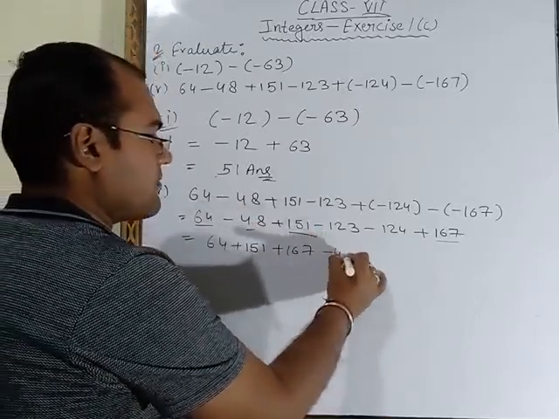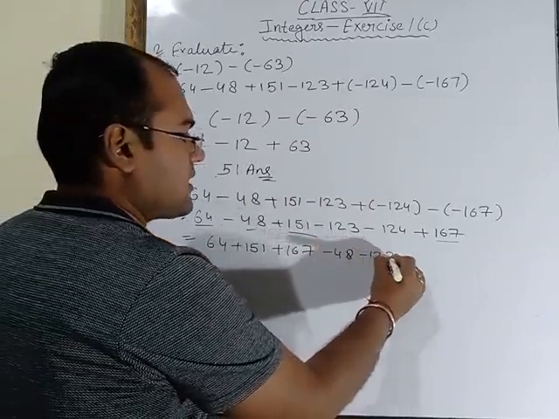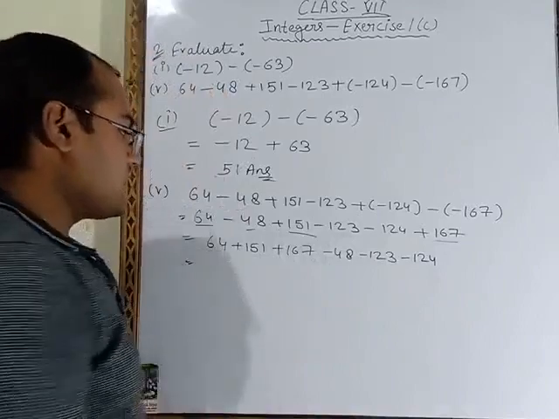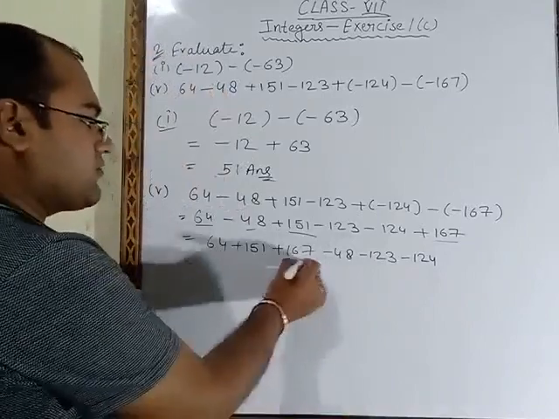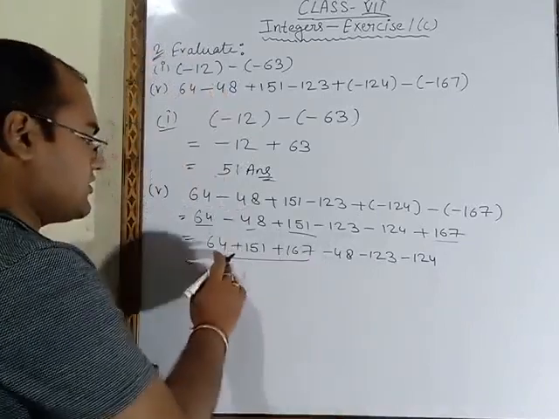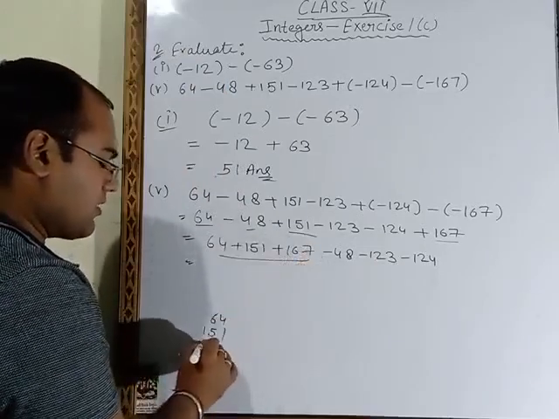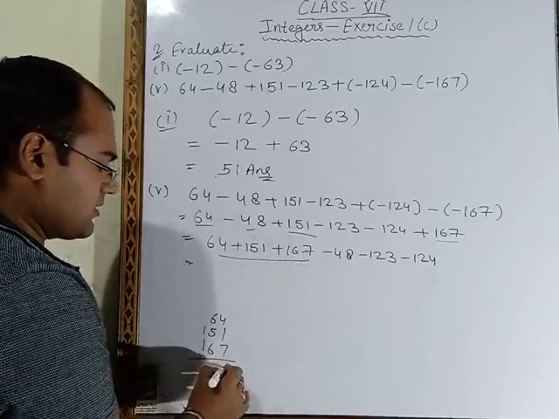Now after that we will write the negative numbers. This number is having a minus sign. This number is having a minus sign. And this number is also having a minus sign. Next step, these positive numbers we have to add. 64, 151 and 167, we have to add all these three numbers.